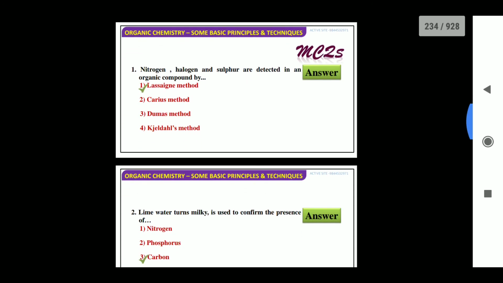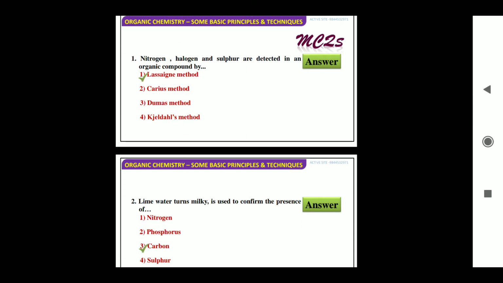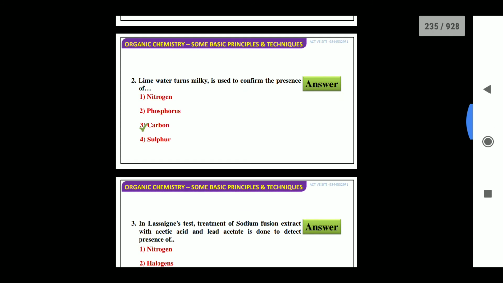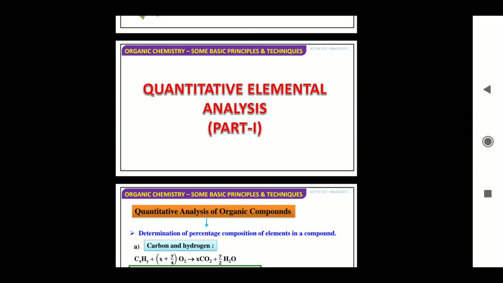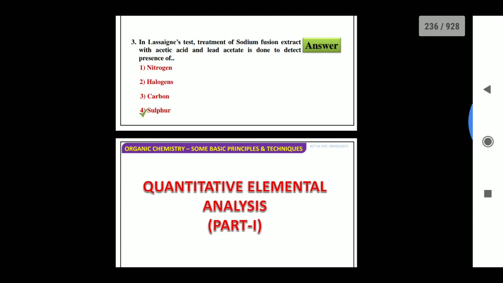So a few MCQs based on this: nitrogen, halogen and sulfur are detected in an organic compound. This is known as Lassaigne test. Next one is lime water turns milky in presence of CO2, which shows the confirmation of carbon. Moving on to the next one, in Lassaigne test, the treatment of sodium fusion extract with acetic acid and lead acetate is done to detect the presence of sulfur. So I hope I have covered all the tests that are done to detect various non-metals.